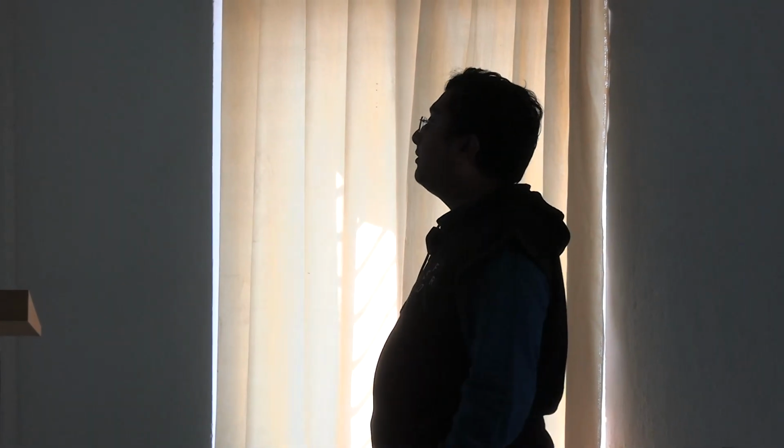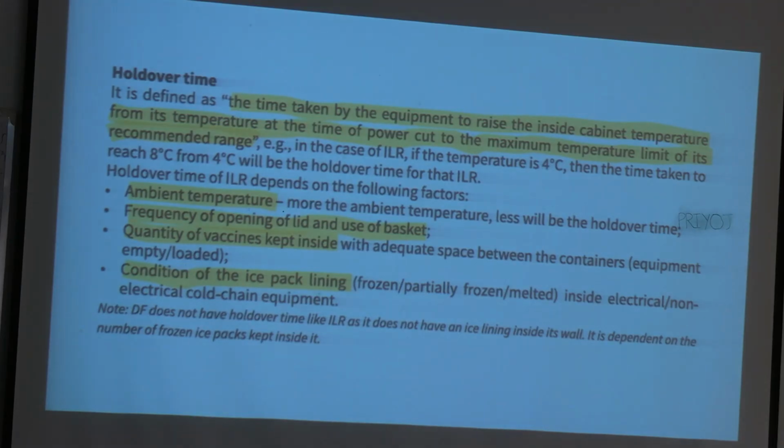So holdover time of the ILR depends on the following factors: ambient temperature, that means the temperature around the environment, okay, where it is placed. Frequency of opening lid and use of basket, quantity of vaccines kept inside, more the vaccines, holdover time will be the less, and condition of the ice pack lining, whether they are frozen, partially frozen or melted. If frozen, holdover time will be more, if melted, the holdover time will be less. There is a small note that deep freezer does not have holdover time like ILR, okay.